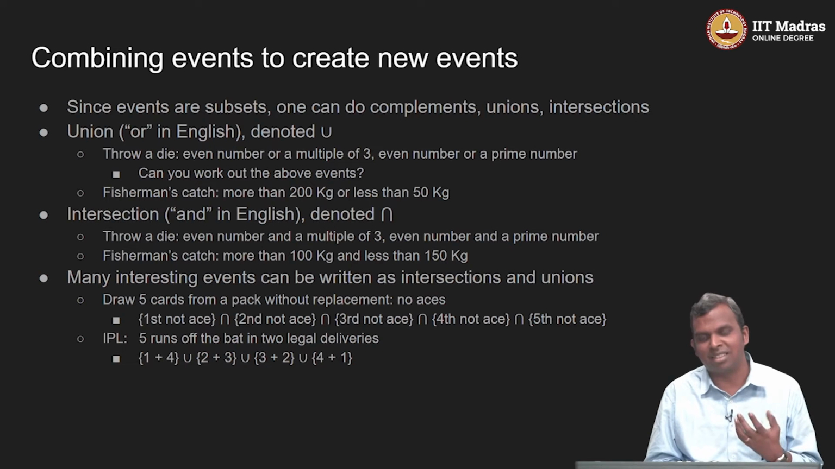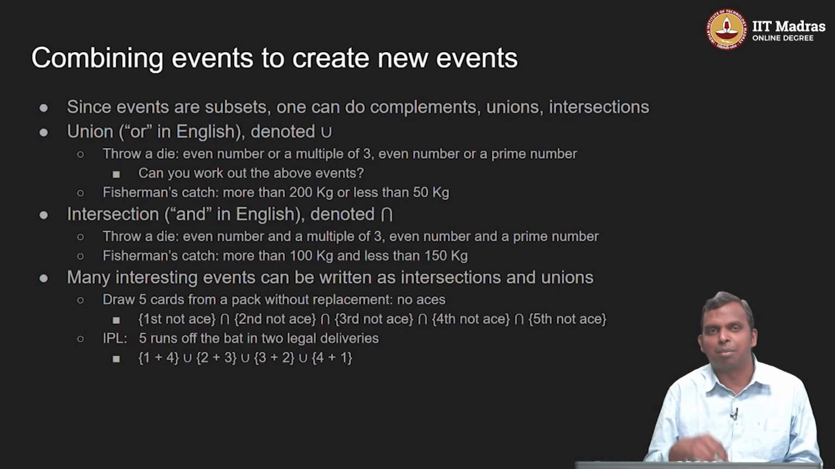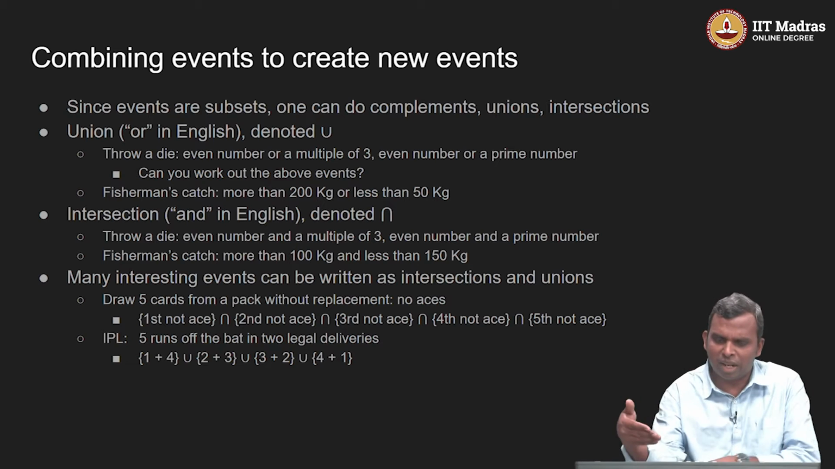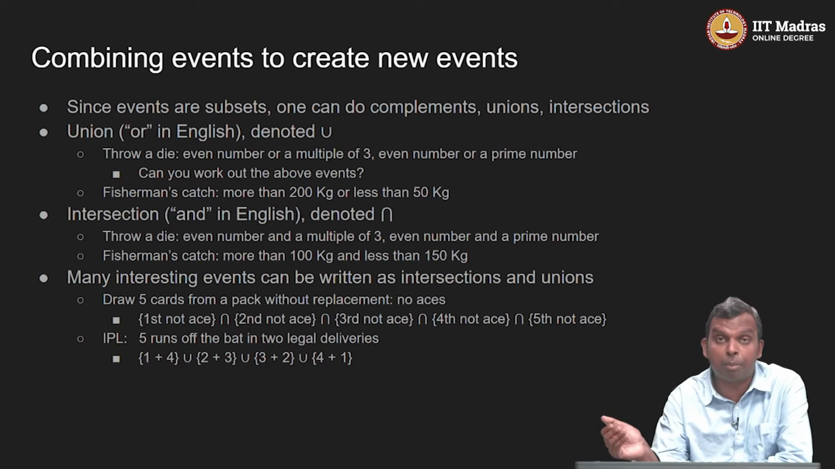Okay, so union is like this. It sort of represents the OR operation. What you think of as OR in English ends up being union when you deal with subsets and events. Okay, so I've given another example here: even number or a prime number, right? So if you look at even number, the event is just 2, 4, 6. Prime number is I think 2, 3, 5. Those are the prime numbers in 1, 2, 3, 4, 5, 6.